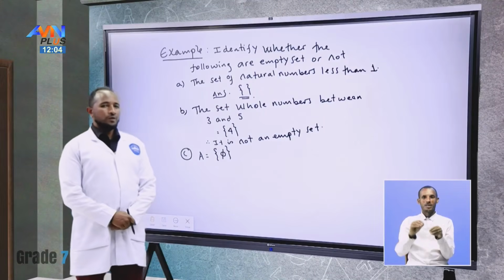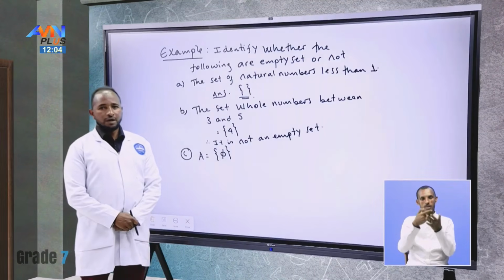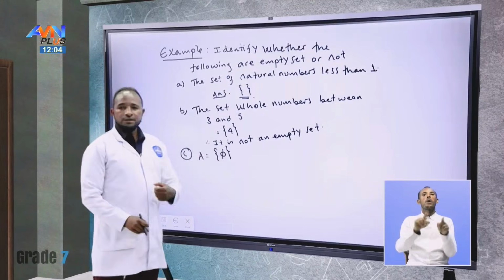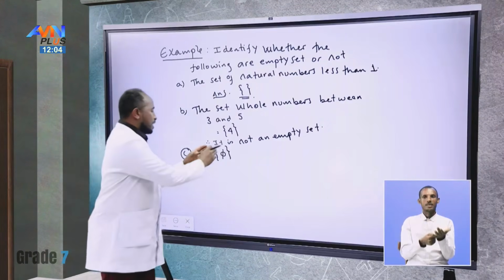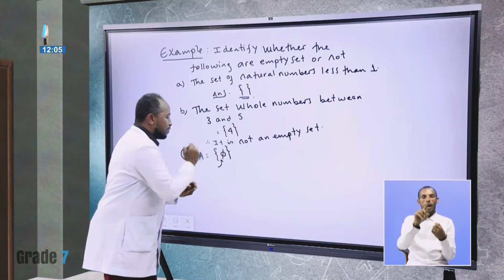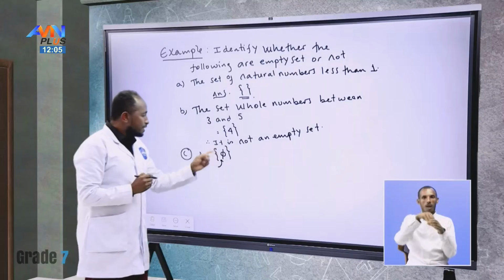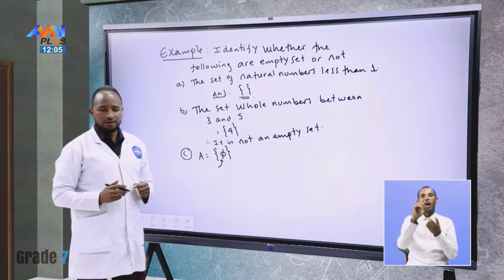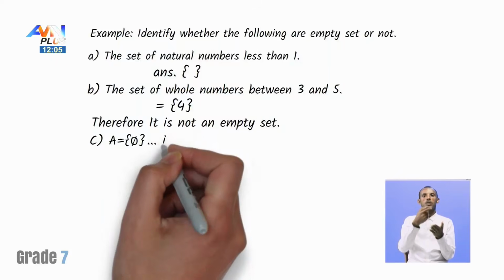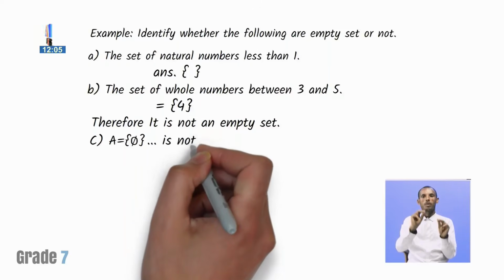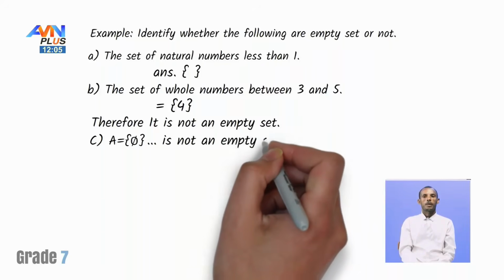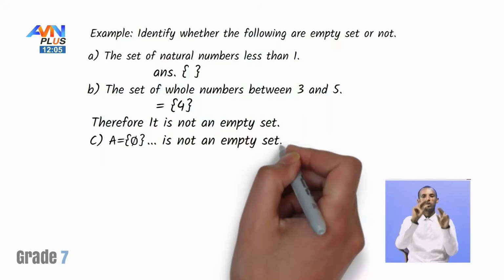Students, have you tried the question? Very nice. Let's see the answer. When we see this set, it has one member in it, this symbol. So it has one element. It's not an empty set.